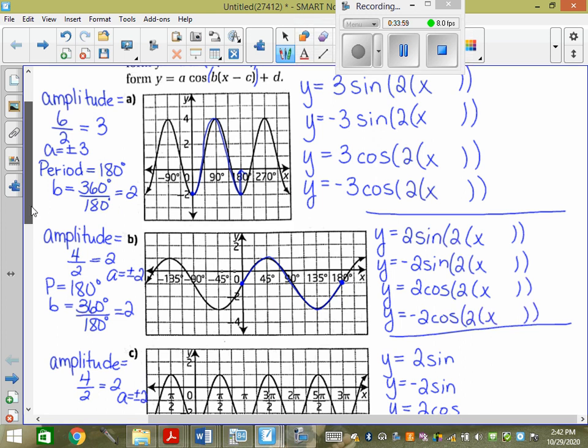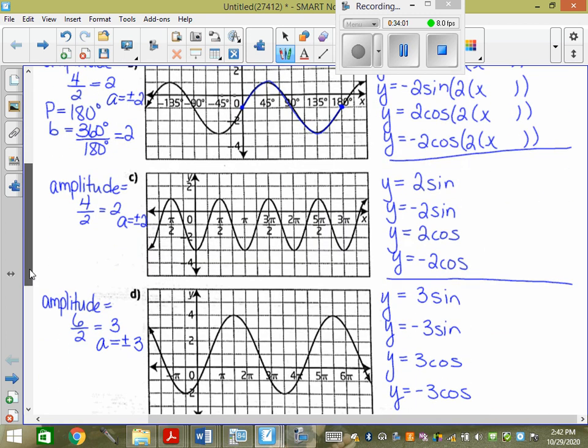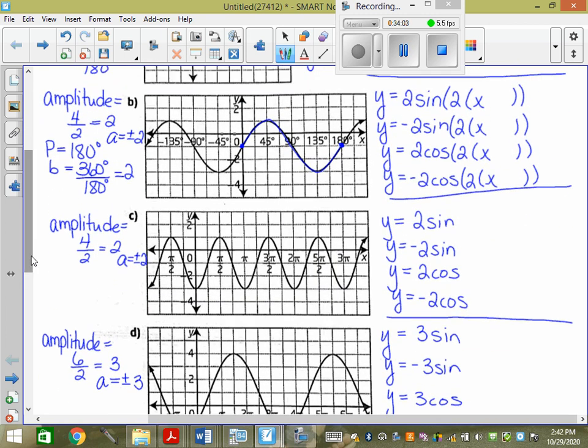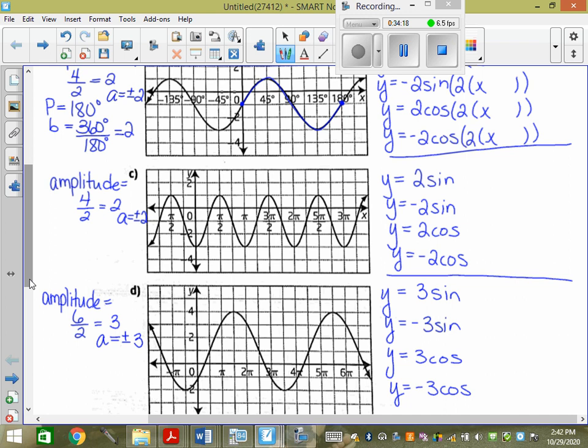I'm going to make you do C and D, but what's the catch with C and D? What's my axis in? Radians. So what am I going to do? I'm going to do B equals 2 pi divided by P, right? 2 pi divided by P. So you try getting B for C and D.